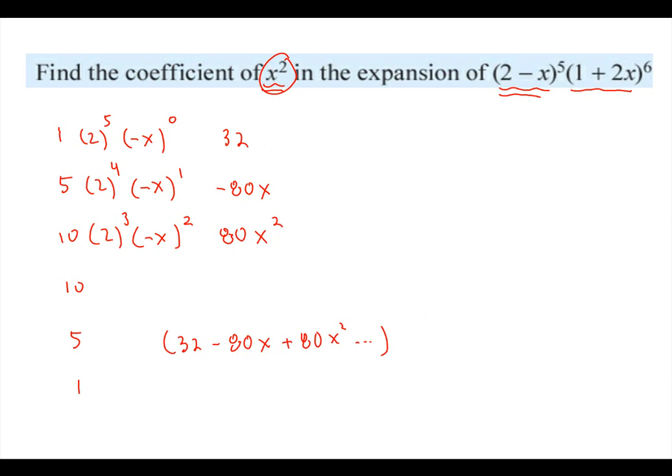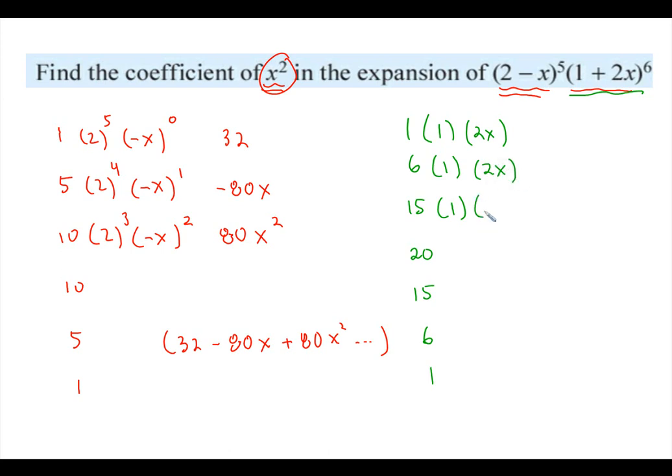Now, from this binomial over here, I'm going to use Pascal's triangle. The first few numbers are going to be 1, 6, 15, 20, 15, 6, and 1. And once again, remember, we only need to expand just the terms that are going to be relevant to us.